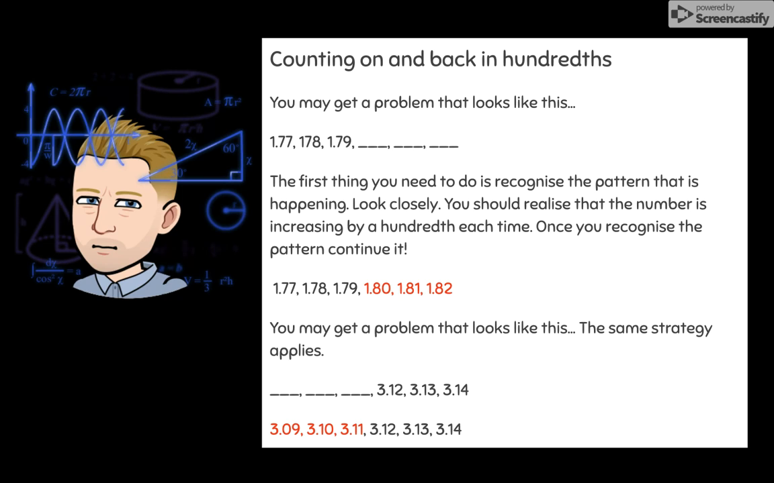Again, going backwards. Study the pattern carefully, figure out how much it's decreasing by each time, and then continue the pattern. So we started at 3.14, 3.13, 3.12. We're decreasing by 100th each time, so let's continue that pattern. 3.11, 3.10, 3.09. It pays to take your time to figure out what is happening in the sequence. Identify the change that is happening.